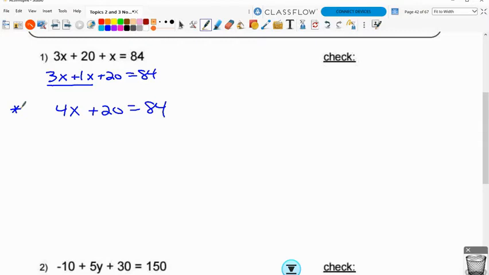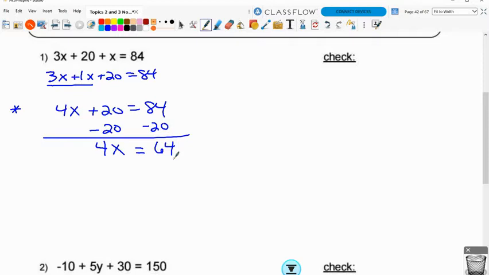So what we're going to do now is try to isolate the variable term 4x. Okay, on the same side as 4x is that positive 20. So we're going to go ahead and subtract 20 on the left, which means I have to subtract 20 on the right. Bring your equal sign straight down. On the left, when you do 20 minus 20, you get 0. So that means that 4x is the only thing that's still on the left-hand side. And on the right-hand side, 84 minus 20 is 64. So 4x is equal to 64.